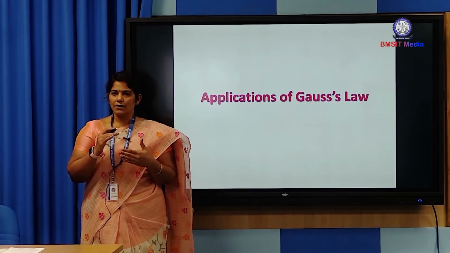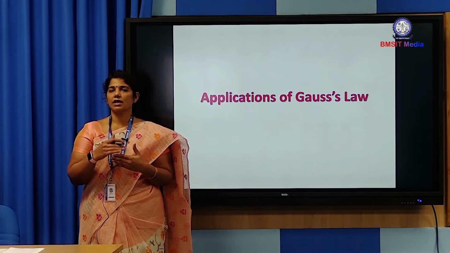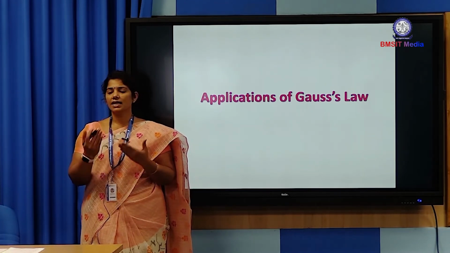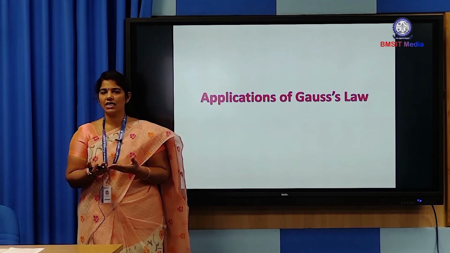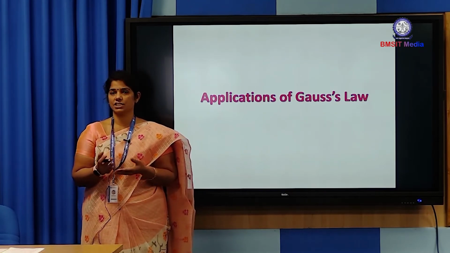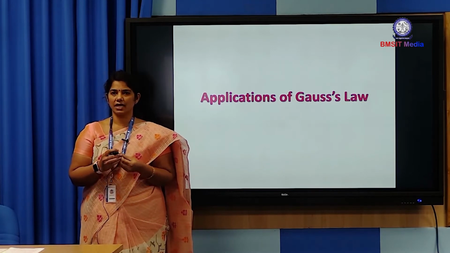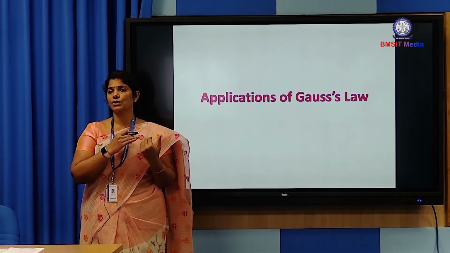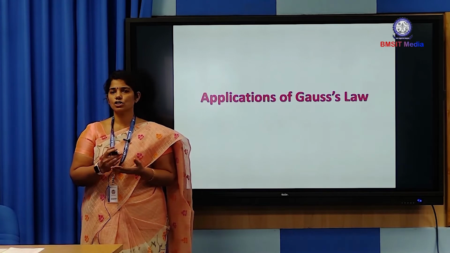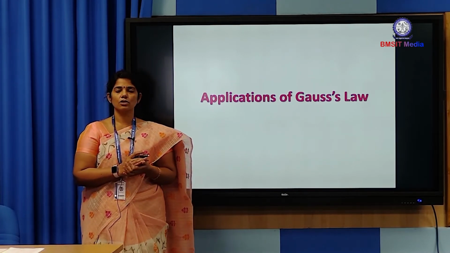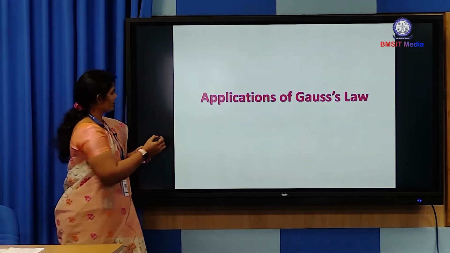Now, we are going to apply this Gauss law to different applications like point charge, line charge, volume charge and surface or sheet charge. So, for each one, how this Gauss law is going to exist or how we are going to apply this Gauss law to those charge distributions at different cases. So, let us see one by one.